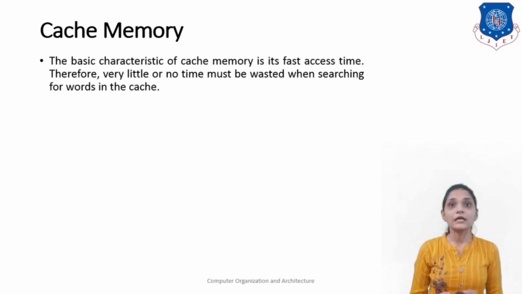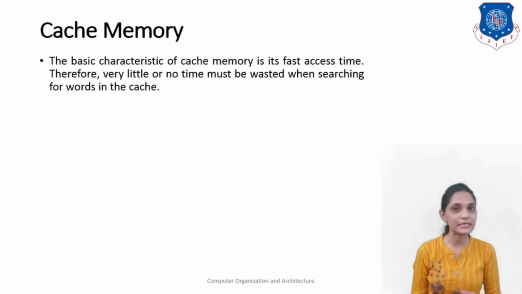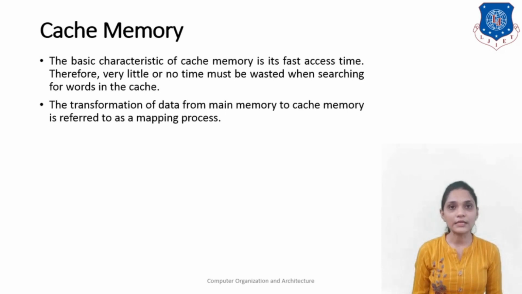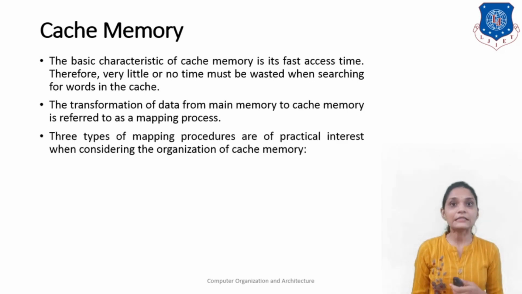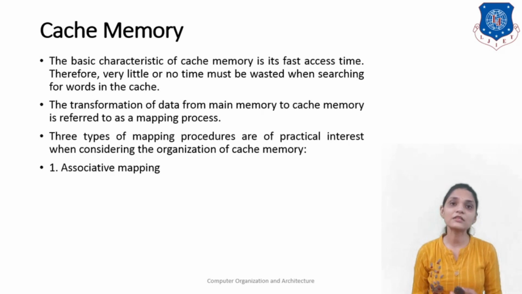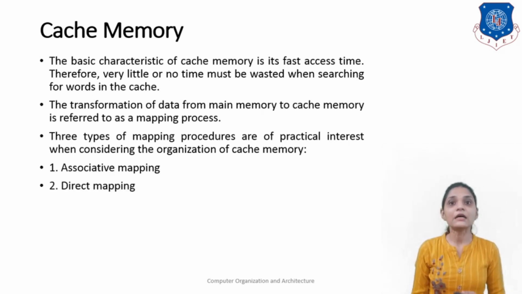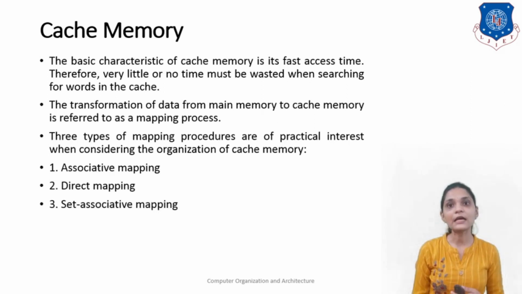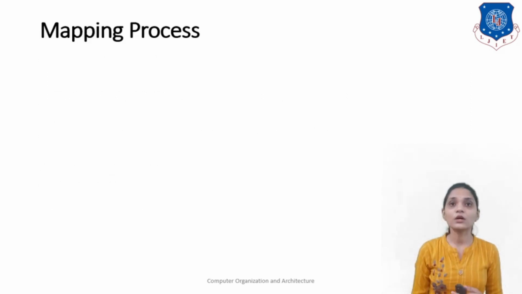Next we will see the basic characteristic of the cache memory is its fast access time. Therefore, very little or no time must be wasted when searching for the word in the cache. The transformation of the data from the main memory to the cache memory is referred to as a mapping process. Three types of mapping procedures are of practical interest when considering the organization of the cache memory, and these three types are associative mapping, direct mapping, and set-associative mapping. So we will see this mapping process in detail.